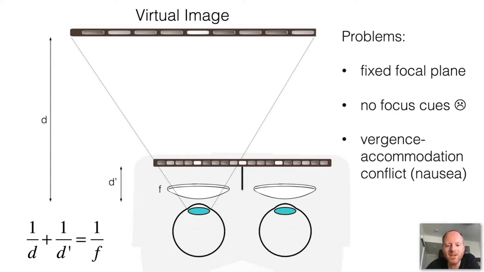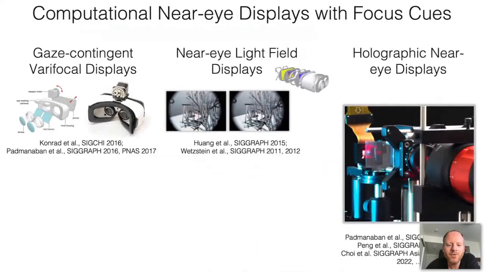So a lot has been said about the vergence accommodation conflict. I don't want to necessarily go into it too much. I'm just trying to emphasize that accommodation cues are important. So my lab has worked on this for many years, so I'll just give you a brief overview of some of the things we've been touching upon over the last couple of years.